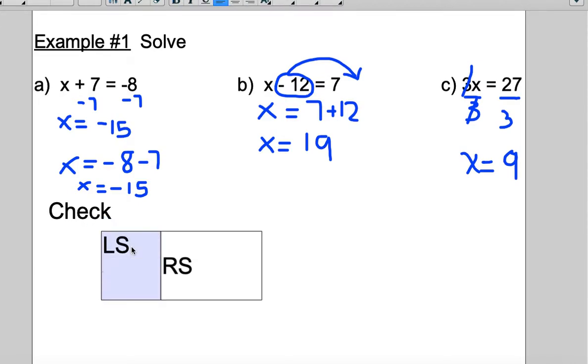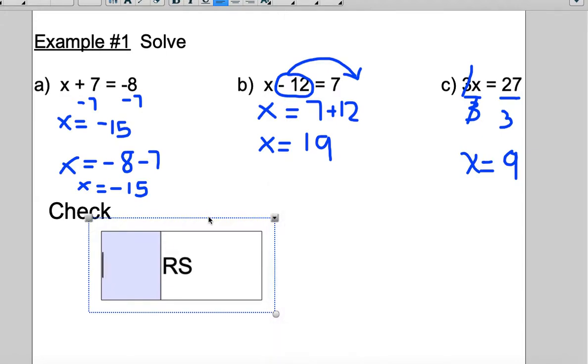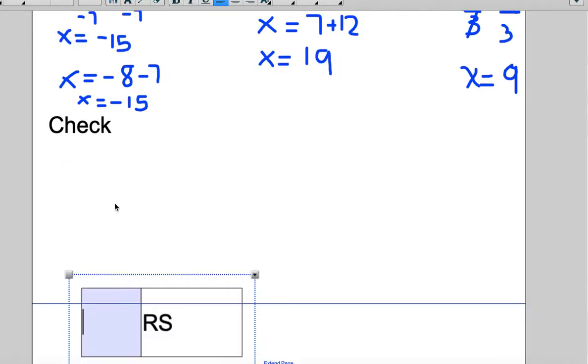Let's delete that. We're just going to cut that out. I'm just going to move it out of the way so we don't have to look at it.